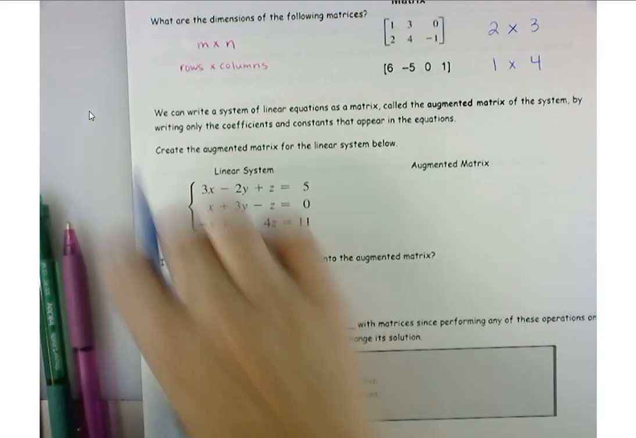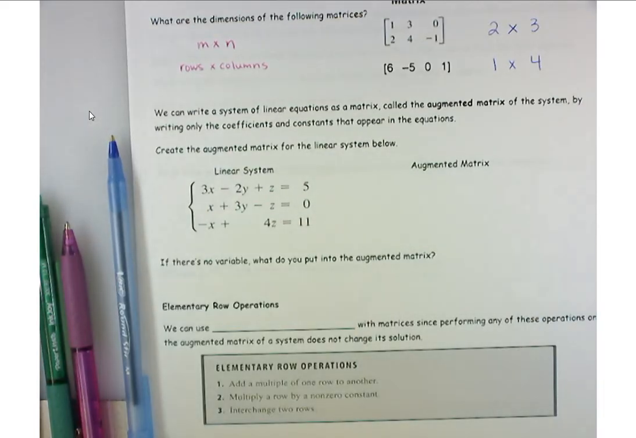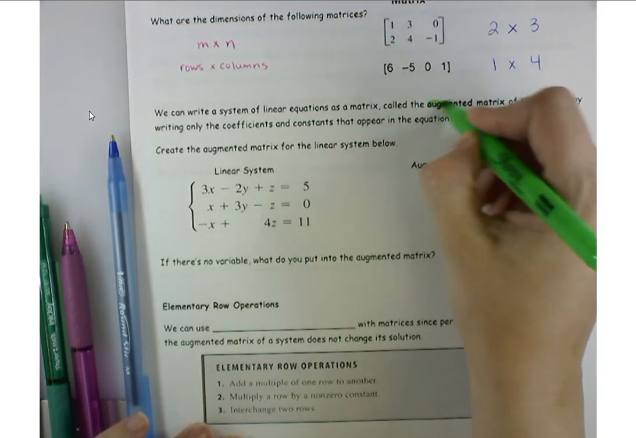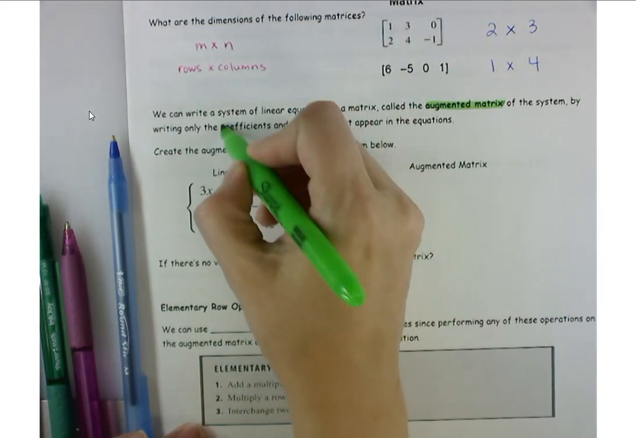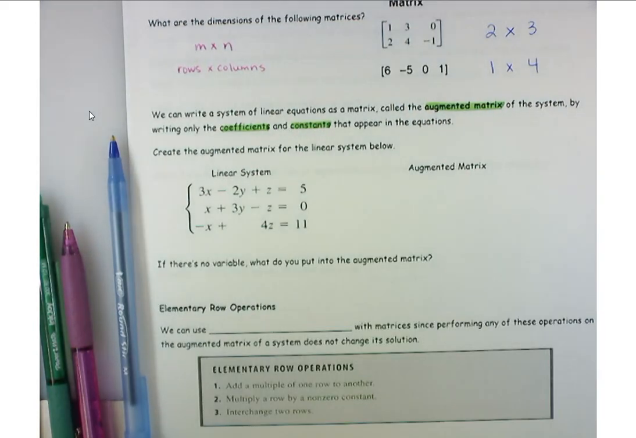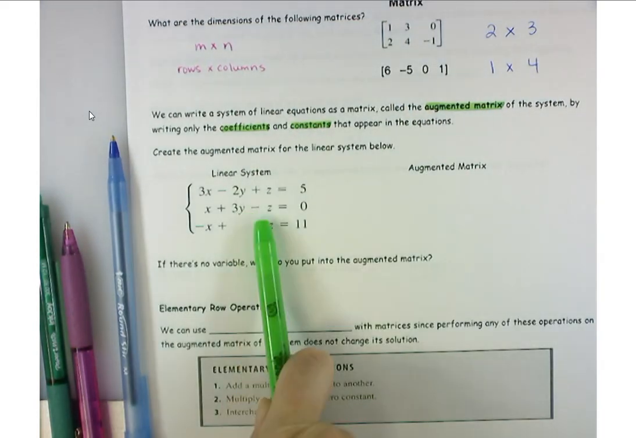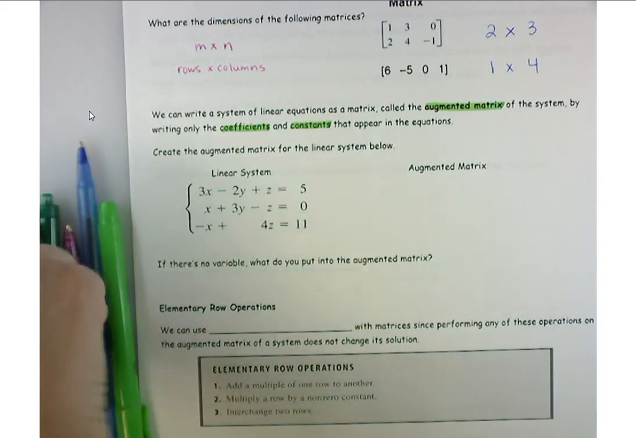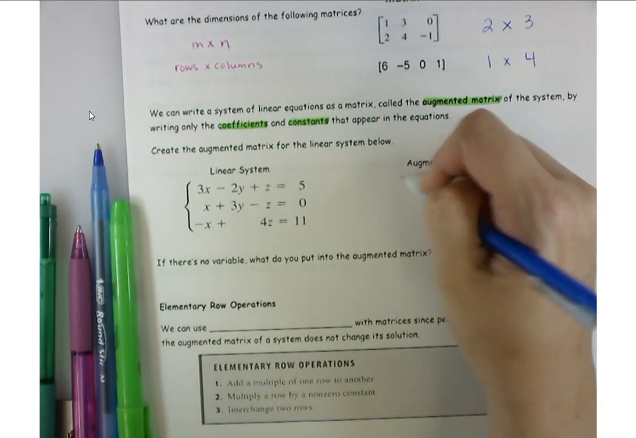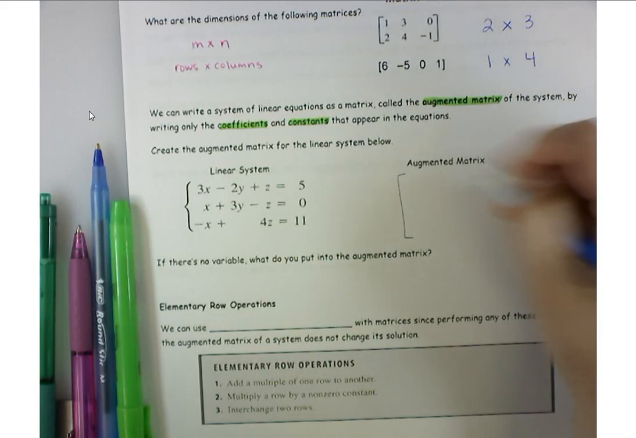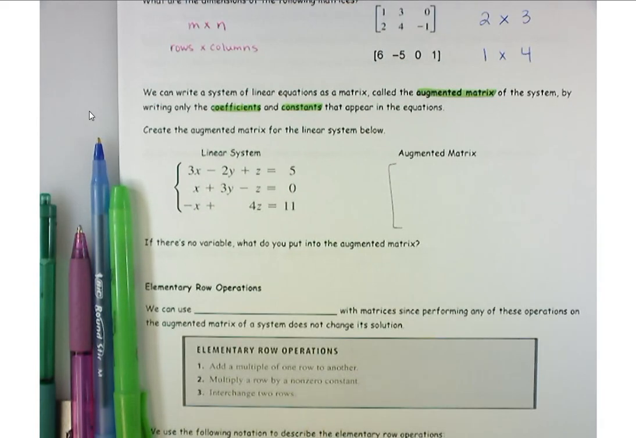Okay, so we can write a system of linear equations as a matrix called the augmented matrix, which is what we just talked about. And then we can do that by writing in the coefficients and the constants that appear in the equations. So what I want you to do is write the linear system in an augmented matrix. Now when you're doing this with a matrix, you have to have your brackets. Okay, so you have to have your brackets for an augmented matrix. Okay, so I want you to go ahead and create that. So based on the example we saw on the first page, I want you to create this one here.